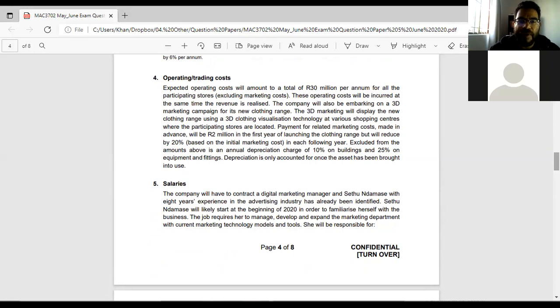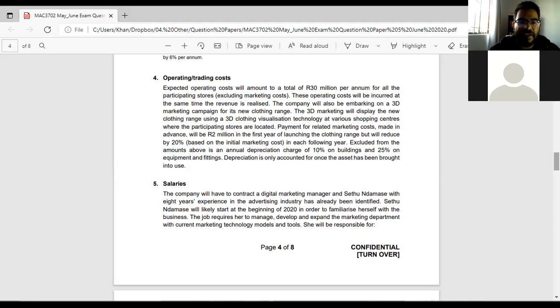The company will also be embarking on a 3D marketing campaign for its new clothing range. The 3D marketing will display the new clothing range using a 3D clothing visualization technology at various shopping centers where the participating stores are located. Payment for related costs made in advance will be 2 million in the first year of launching the clothing range, but will reduce by 20% based on initial marketing costs in each of the following years.